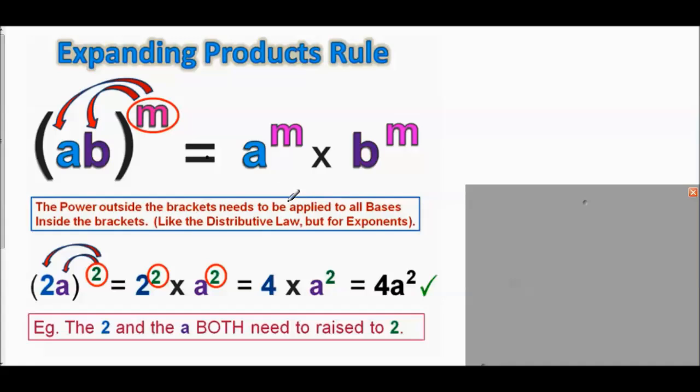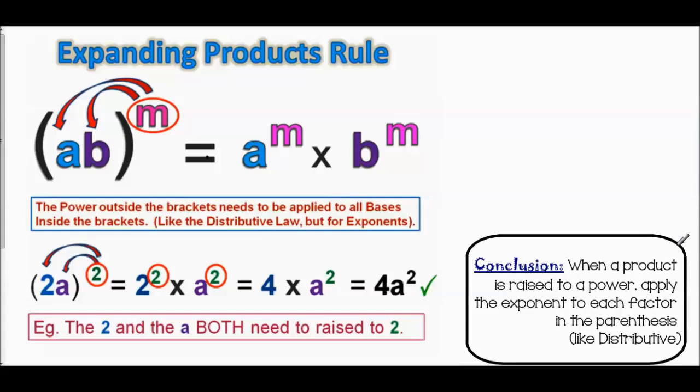So this is like the distributive law, the distributive property, but it's with exponents. It's very similar to that. Here's another example of how that would play out. That 2 is put on the a and on the 2 base. So that's 2 squared times a squared. 2 squared can be simplified down to 4, and so 4 times a squared would be 4a squared. The 2 and the a both need to be raised to a 2.